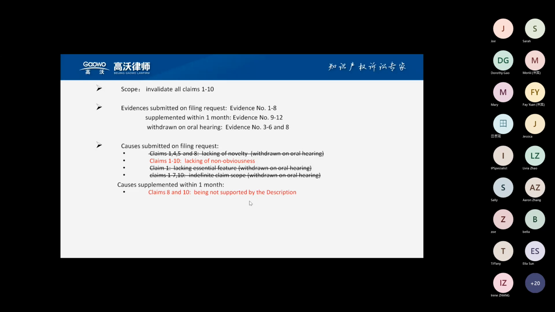Within the 1 month, I had plenty of time to investigate some details of the patent. So I found that claims 8 and 10 cannot be supported by the description. I think this reason is very, very strong. It is a very good reason to invalidate some claims, because by using this reason, it's not necessary for you to provide any evidence. It's very easy and straightforward, but it works very effectively.